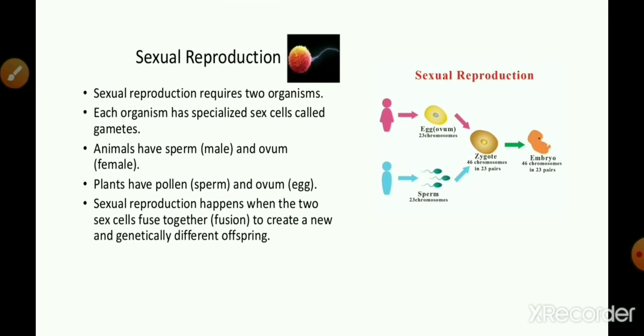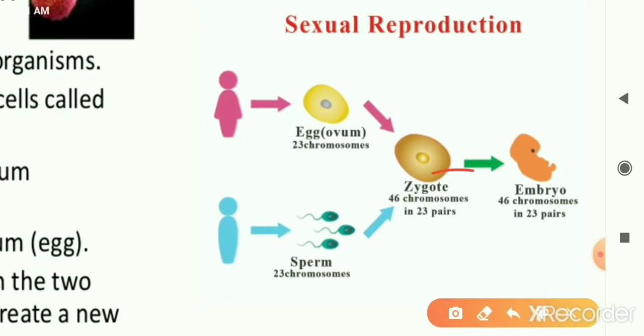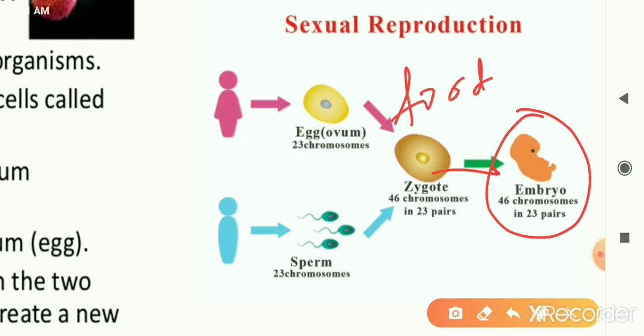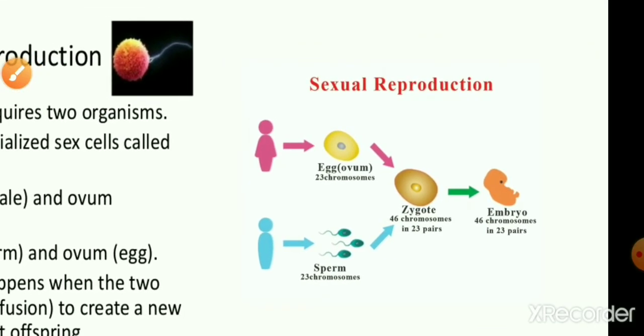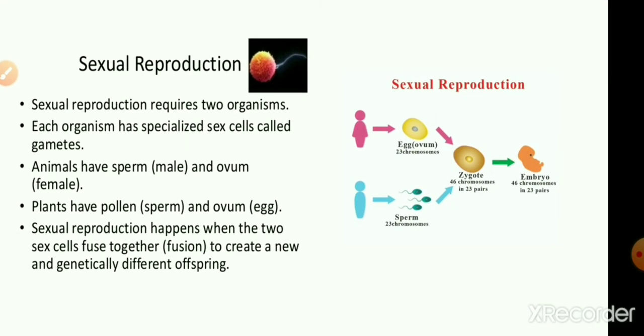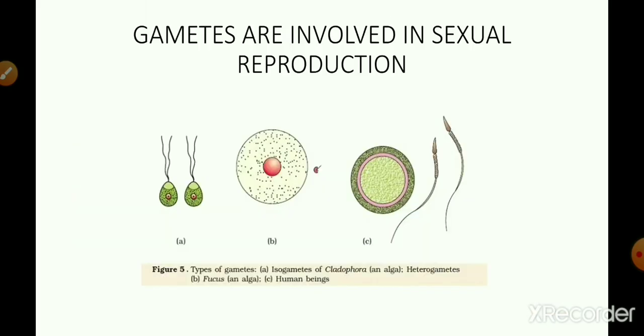Now, for the zygote to divide and develop into a complete individual, it requires energy, it requires food. So where is this food stored? From where will the zygote get the food? It is from the gametes themselves. Let's see about the gametes. What kind of gametes are produced by sexually reproducing organisms?